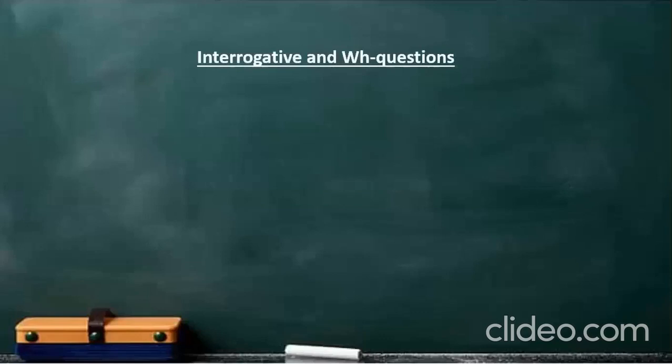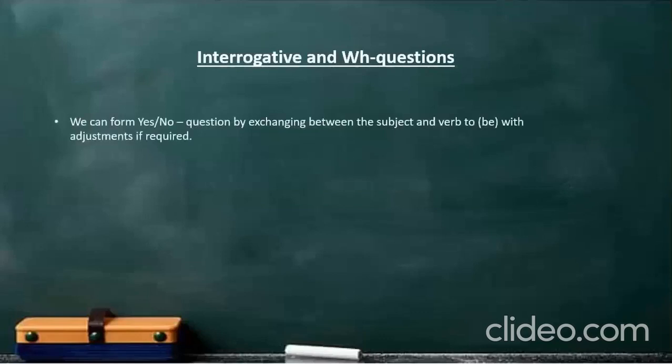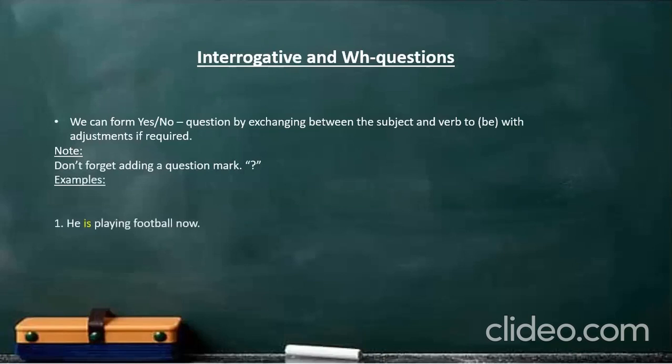And now, interrogative and WH questions. We can form a yes or no question by exchanging the subject and the verb to be, with adjustments if required. Our note here is, don't forget to add a question mark at the end of your question. We have two examples. The first one: he is playing football now. So we should exchange the subject and verb to be to form the question. Our question here is: is he playing football now? Our answer will be yes or no. Yes, he is. No, he isn't.